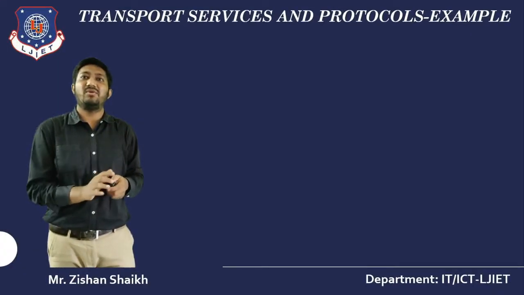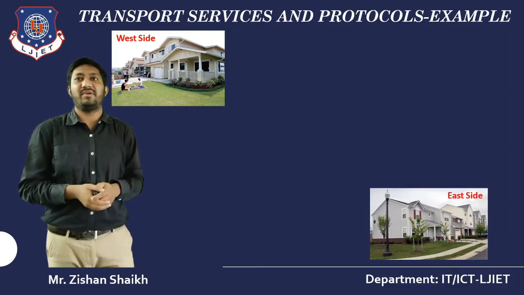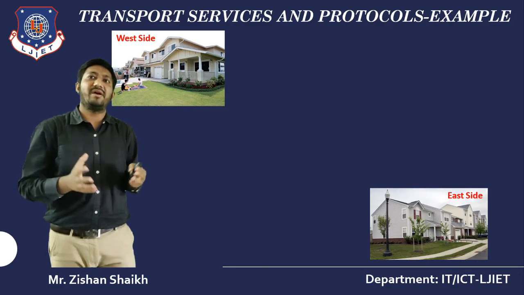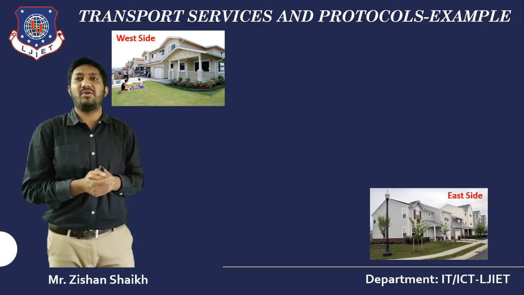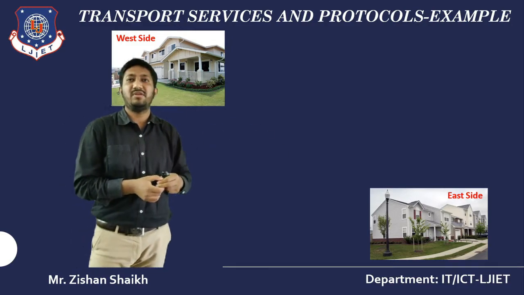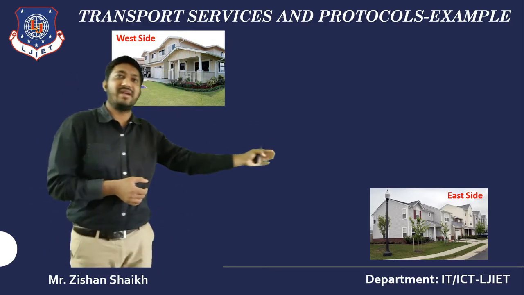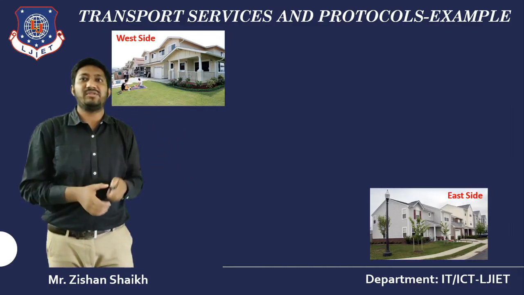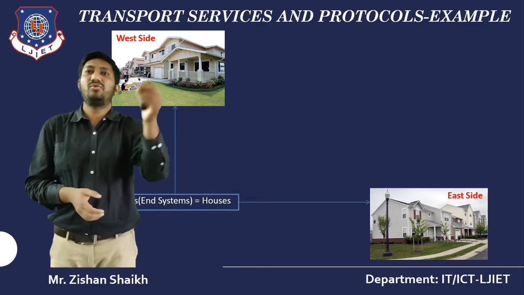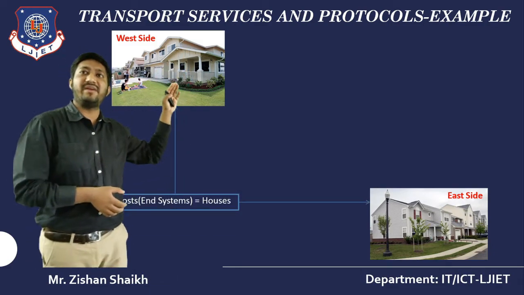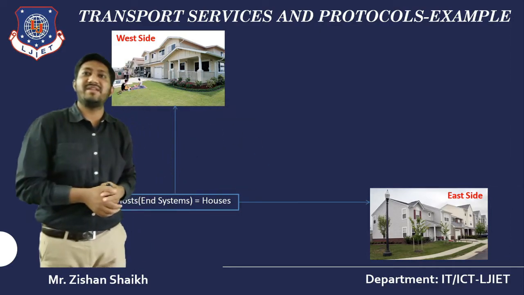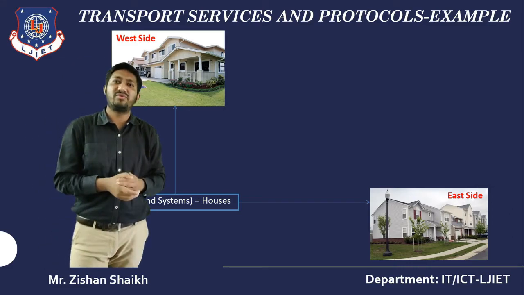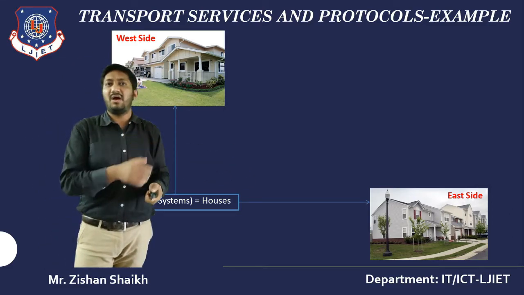Now we will look at all this terminology with a real-time example. One group of children are moving during the vacation from one house to another house. The first is known as the west side, the second is the east side. How do we understand this with our analogy? Here we can understand two hosts, one at the west side and another at the east side, which we can say are the end systems. An end system, or host, is known here as a house.